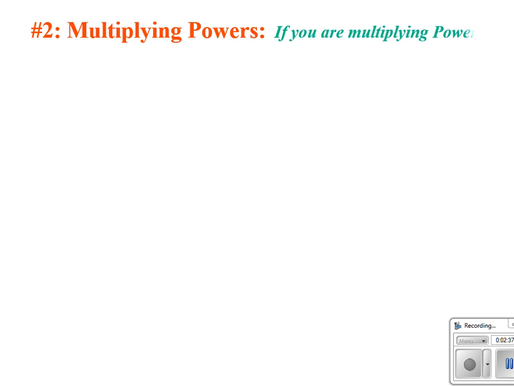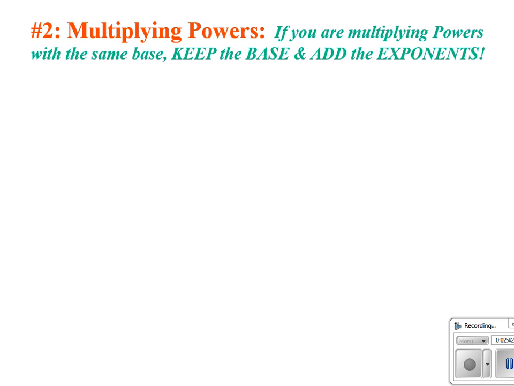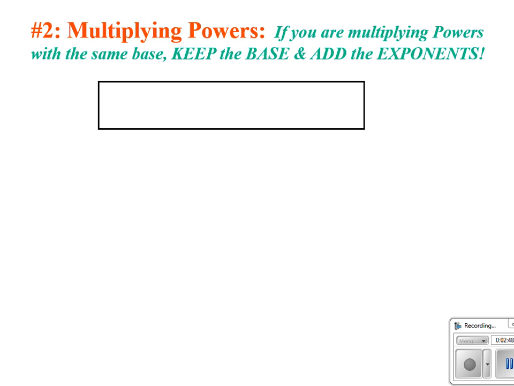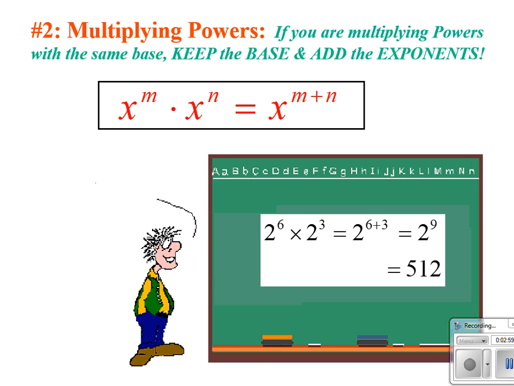The second law, and you should be writing all these laws down, is multiplying powers. If you are multiplying powers with the same base, you keep the base and you add the exponents. Okay, so example, if you have x to the m power times x to the n power, you will add m and n together. So here's an example in number terms. 2 to the 6 times 2 to the third equals the base 2, and then you add the 6 and the 3 to make 9. And you can evaluate that in your calculator by typing 2 to the 9th power and getting 512.